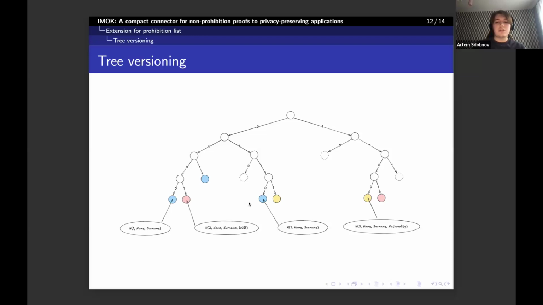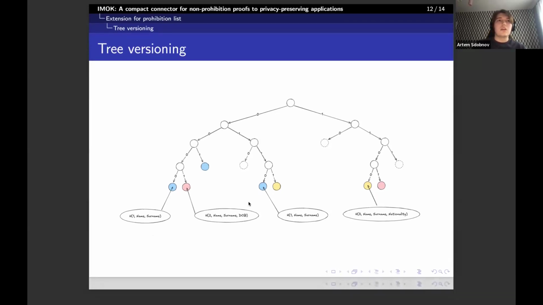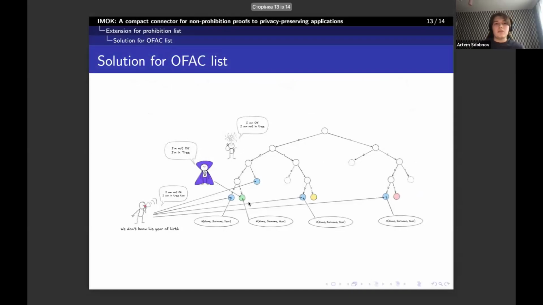Also, it could be name, surname, nationality, or other function. And for each identifier, we could add many leaves to the tree and use a certain identifier to create eligibility for proof for a certain reason. But we have a solution for the OFAC sanction list.